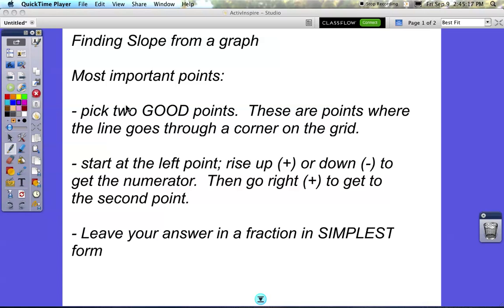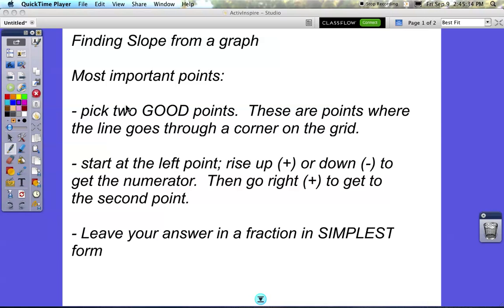When you're given a graph and a line on that graph, you want to make sure to pick two good points, and I'm going to demonstrate that for you visibly in just a minute. But these are points where the line goes through a corner on the grid. I'm going to show you that in just a minute.